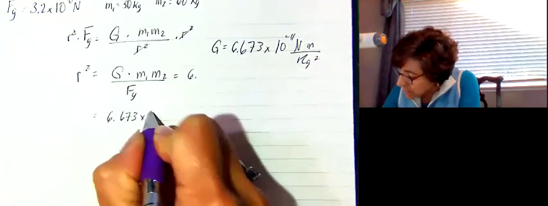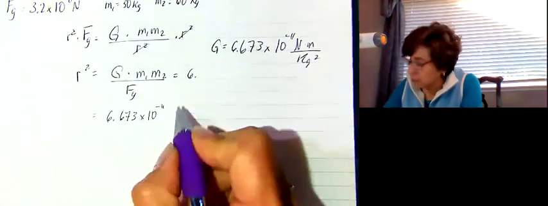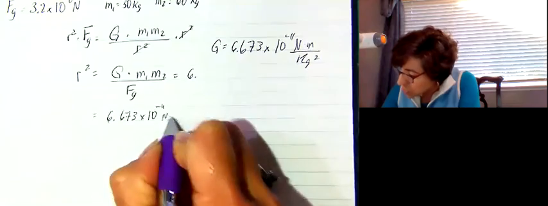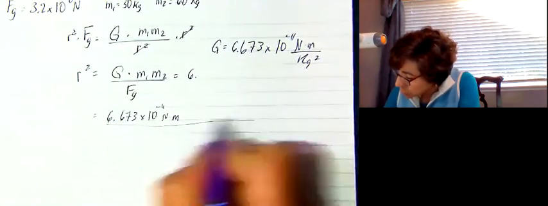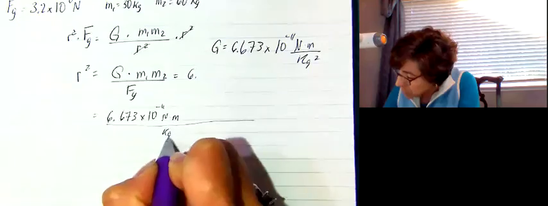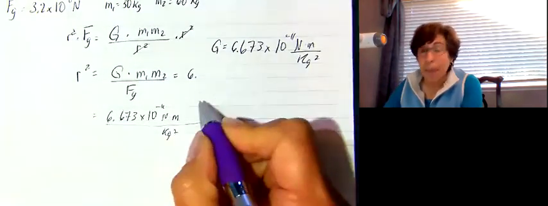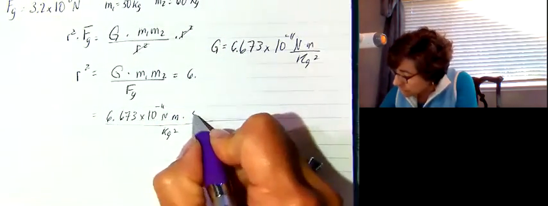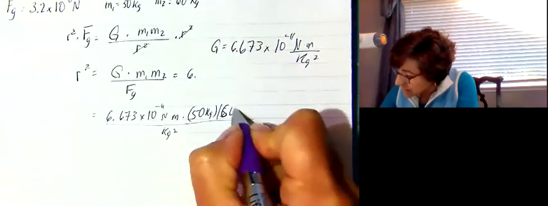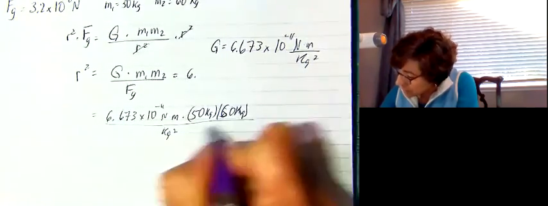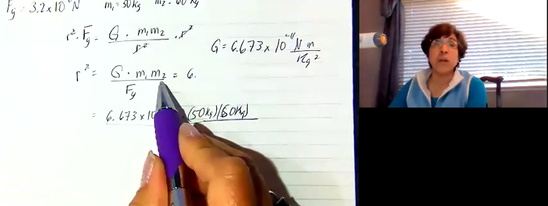6.673 times 10 to the negative 11. I'll write the units down. You should do the units at least once. Then you'll be convinced that it's all true. I'm going to put here kilogram squared. All right, and then M1 is 50 kilograms. M2 is 60 kilograms. All right, so do we take care of our numerator? There it is.